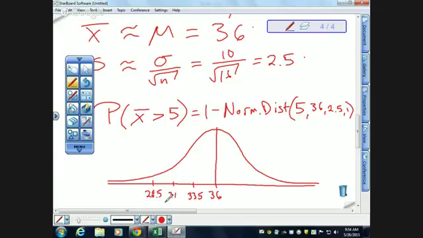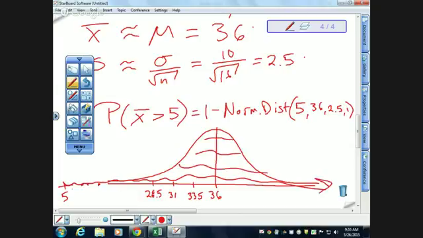Where does 5 live? Way off my page. So I'm just going to go dot, dot, dot. 5 is somewhere way out there. And I want to find the area above 5, which is all of this. Can anybody wager a guess as to what that area is going to be about? It's going to be pretty close to 100%. I don't know if Excel will be able to tell the difference. So let's just double check.